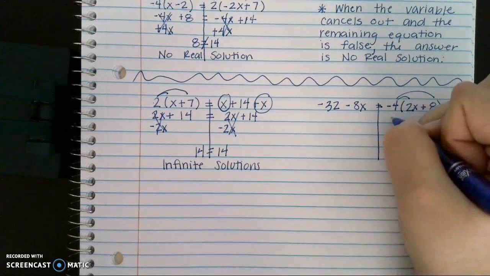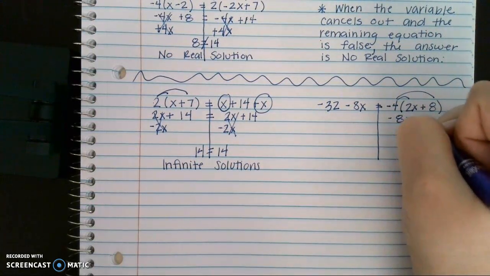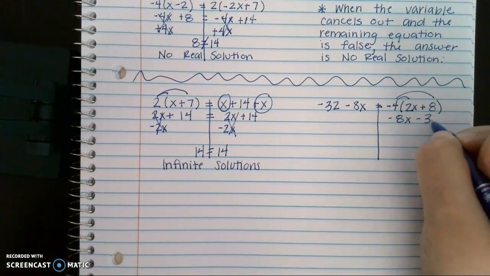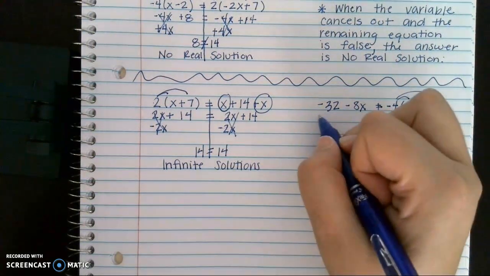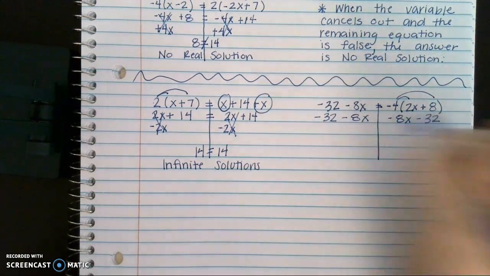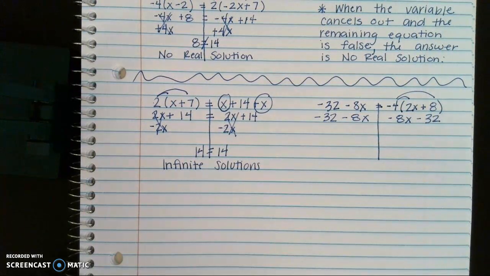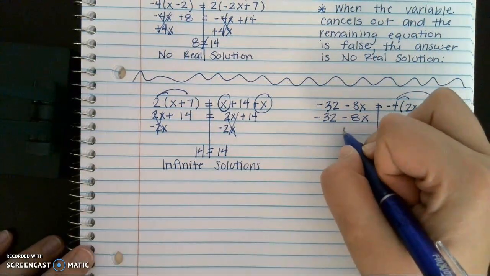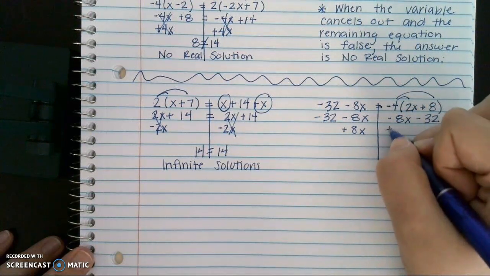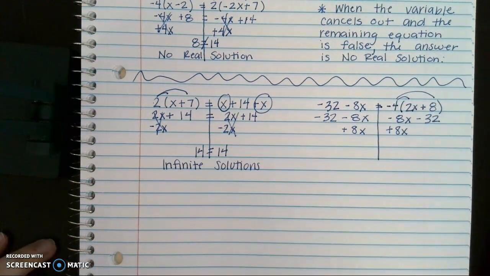Negative 4 times 2x is a negative 8x. Negative 4 times 8 is a negative 32. Didn't do anything over here, so I'm just bringing that down. Right, well, typical equations, I got to get my x's together. So I'm going to add 8x. Since it's a negative, I have to use those inverse operations.